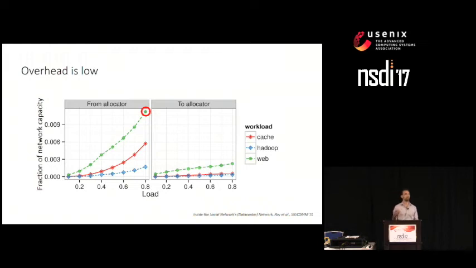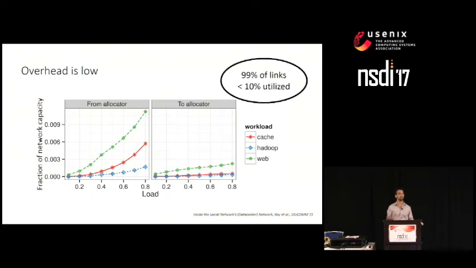But note that most networks are not 80% utilized. And in fact, that same Facebook paper claims that 99% of their rack links were under 10% utilized. So in that network, overhead would be less than 0.1%.